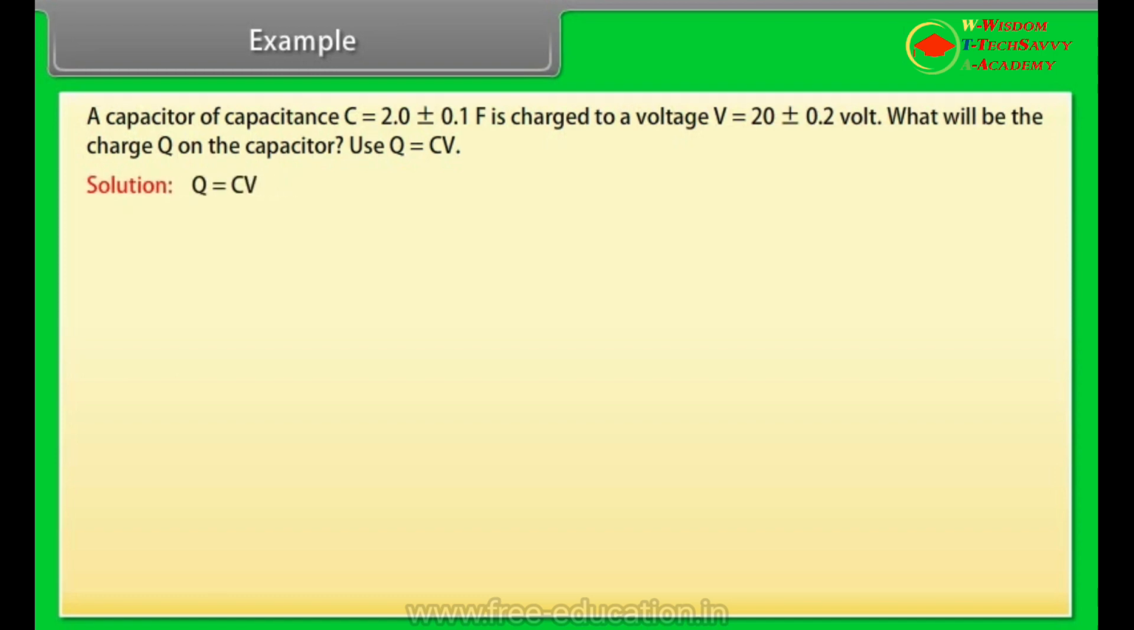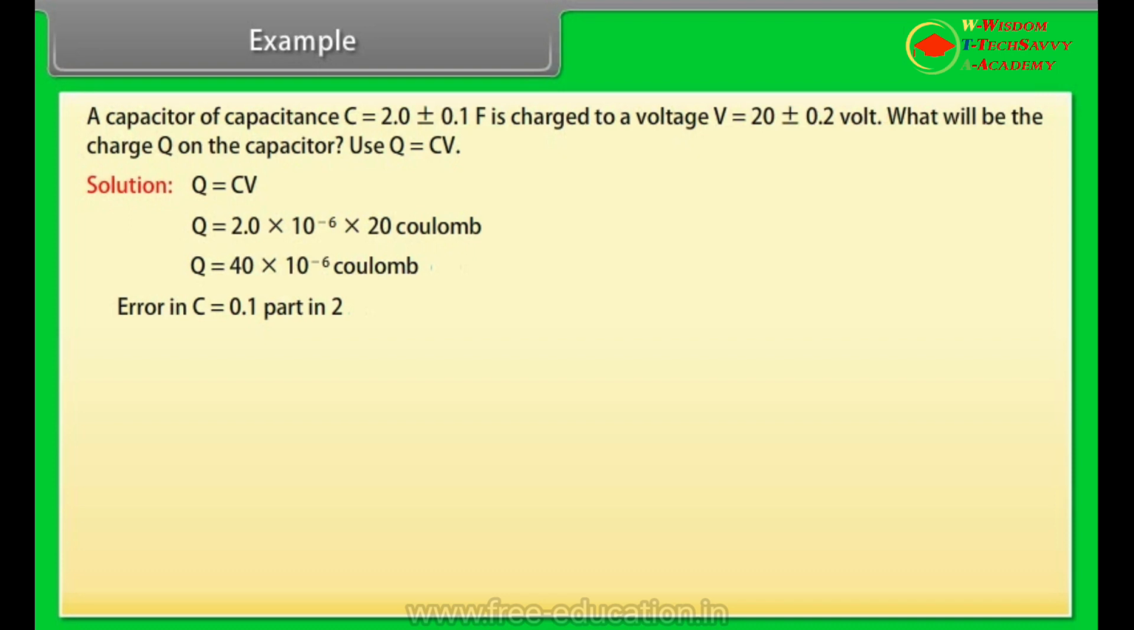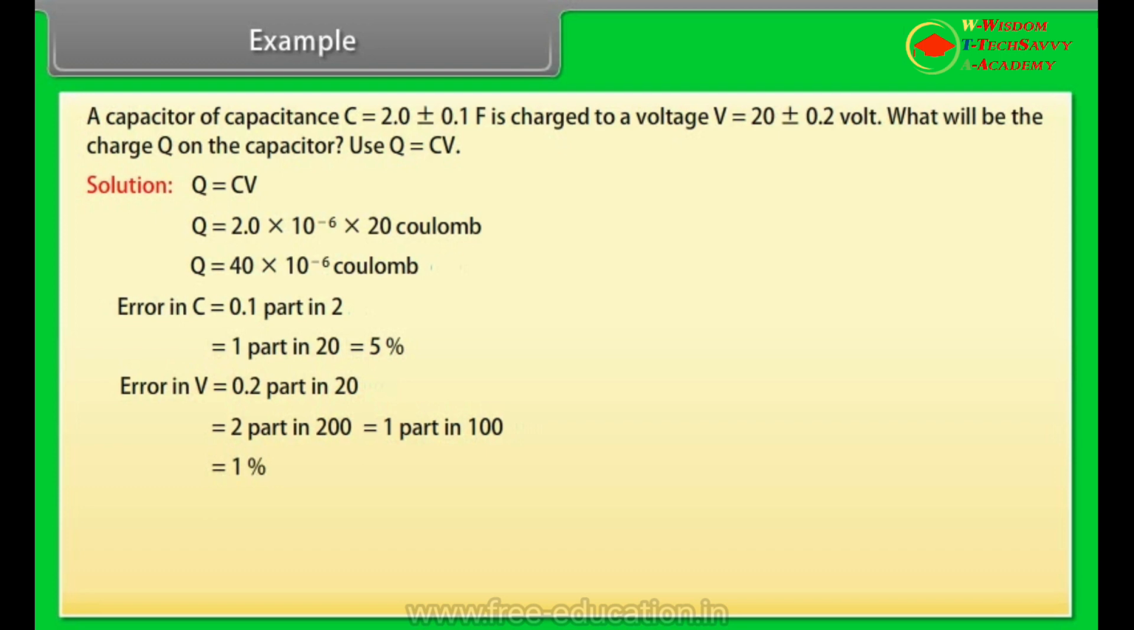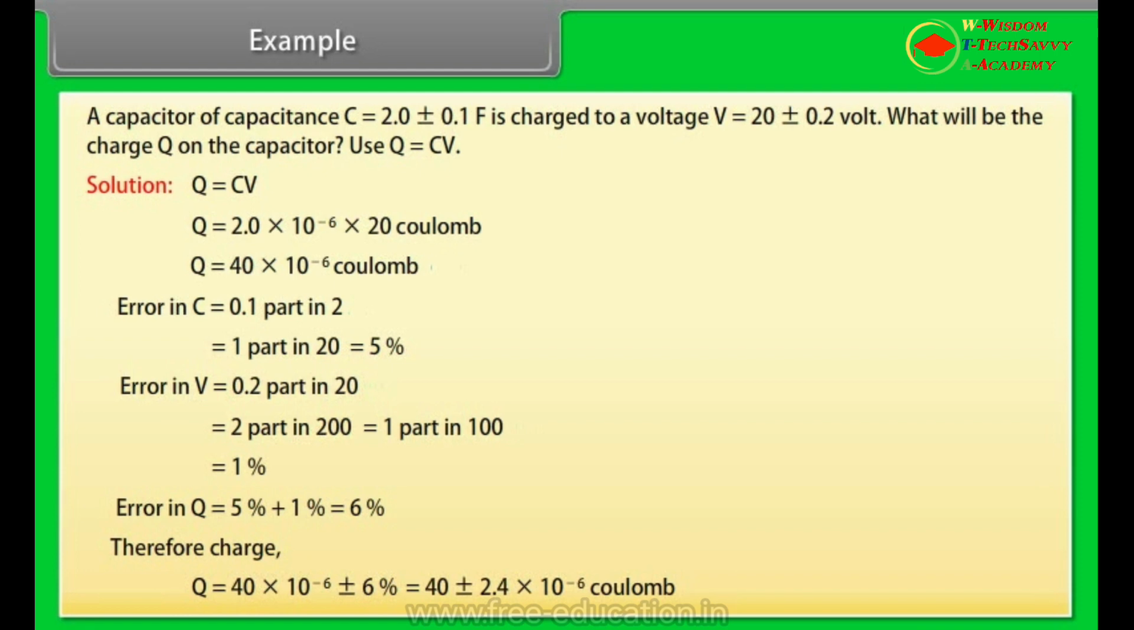Q = CV. On calculating, we get Q = 40 × 10^-6 coulomb. Error in C is 0.1 part in 2, which is 5%. Error in V is 0.2 part in 20, which is 1%. Error in Q is 5% + 1% = 6%. Therefore, charge Q = 40 ± 2.4 × 10^-6 coulomb.